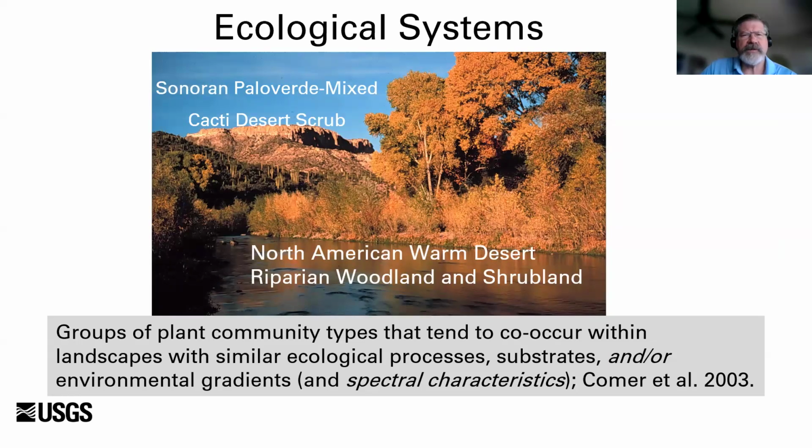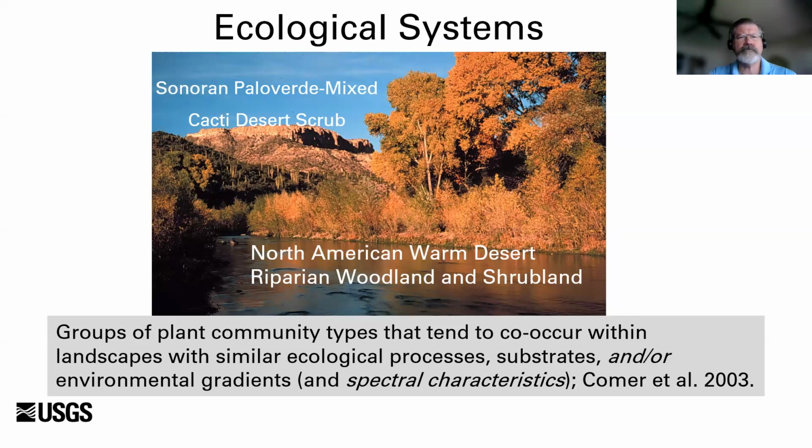And here's a picture of the ecological system, which is kind of in between that group and macro group, but it's defined by being a group of plant community types that co-occur within the landscape with similar ecological processes, substrates, and environmental gradients. In this picture, you see two different ecological systems. You see the one in the foreground, that North American warm desert riparian woodland and shrubland with the cottonwoods right around that stream area. And then far away, you can see a cactus desert shrub type of ecological system.